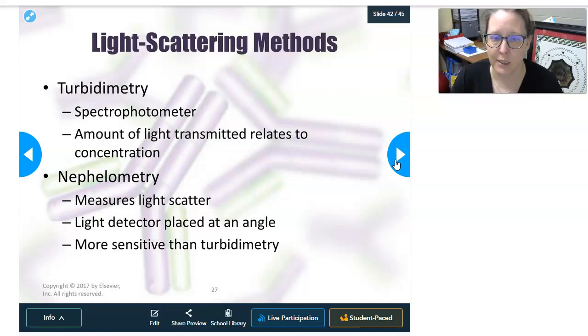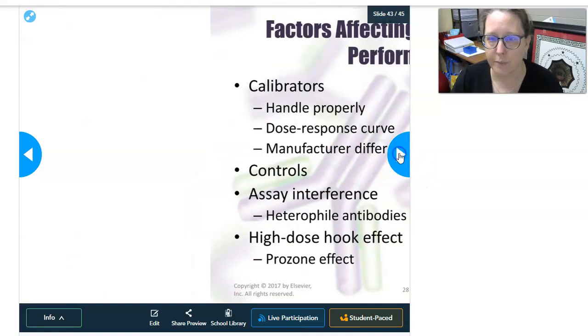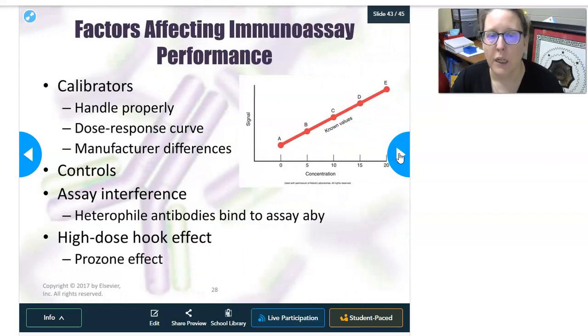The more concentrated it is, the cloudier it is, the less light is transmitted across the cuvette and detected on the other side. And then nephelometry is light scattered, so it's little particles of antigen and antibody in solution. As you hit them with light, they scatter light. For that one, the detector has to be placed at an angle, but it is more sensitive than turbidimetry because you can detect fewer particles that way. Again, there is no label in either one of those. It's just straight up antigen-antibody reactions that are precipitating or not.